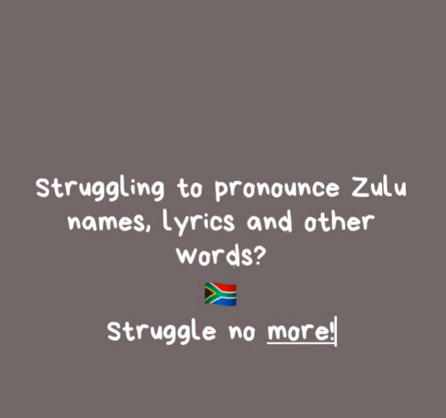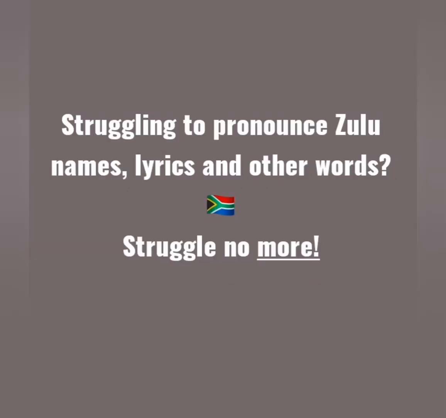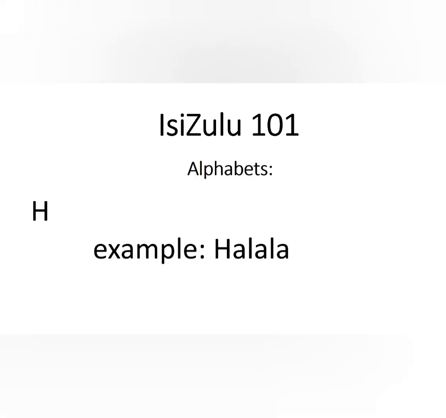Lesson 2 ended with the intricacies of the letter G. I hope you didn't bite your tongue, and if you did, I hope it's healing well. So let's continue. Letter H is next, and the example is halala.